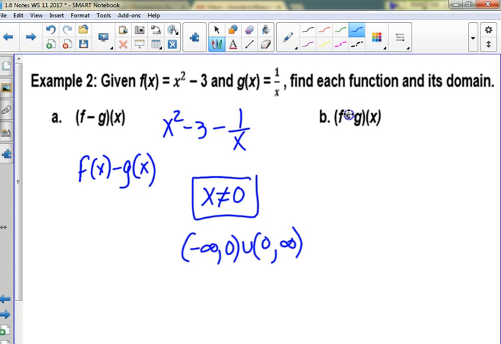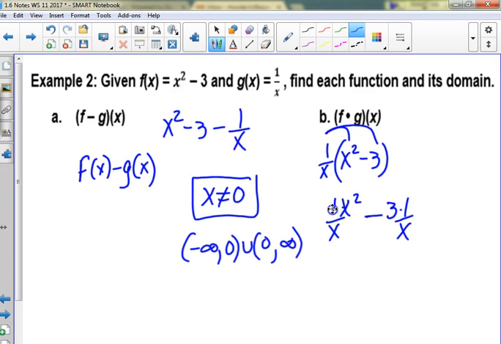All right, this is a solid dot, so we're multiplying. So we have x squared minus 3 being multiplied by 1 over x. I'm going to put it out in front because I'm going to distribute it. What would that look like? You'd have x squared times 1 over x minus 3 times 1 over x. What is this going to simplify to? Yeah, just an x. And back here, 3 over x.